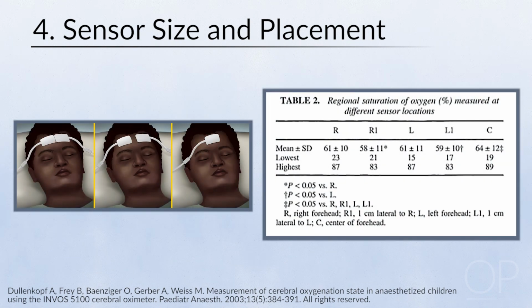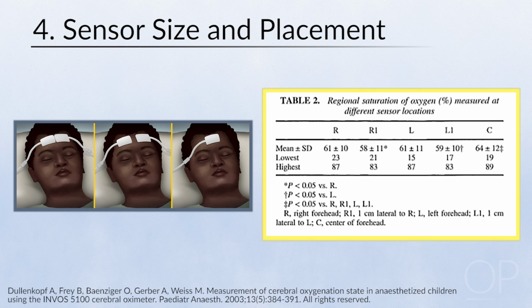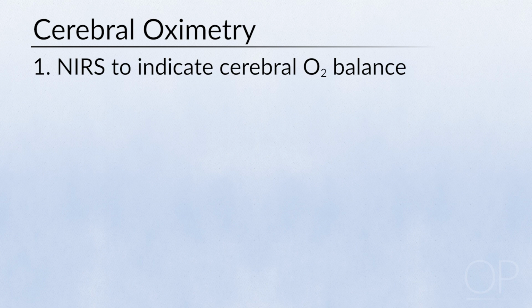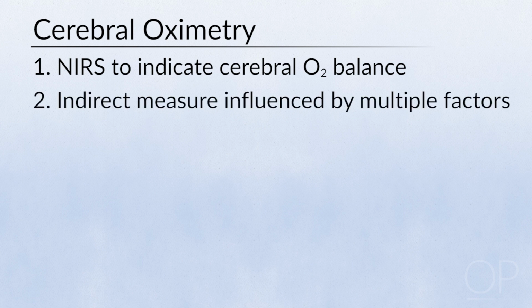In terms of sensor placement, although statistically significant differences have been found whether the sensors are placed towards the midline, off to the side, or a single sensor over the midline, when you look at the numbers, there's no real clinically significant difference. So in conclusion, cerebral oximetry is a non-invasive optical technology that uses near-infrared spectroscopy to measure cerebral oxygen saturation and give you some indication of cerebral oxygen balance. It is an indirect measure of multiple factors which influence cerebral oxygen delivery and cerebral oxygen consumption.